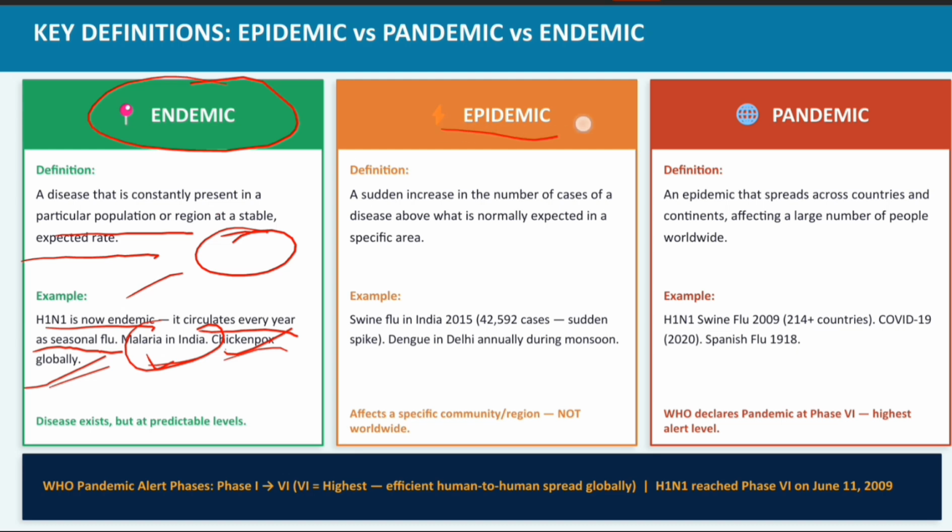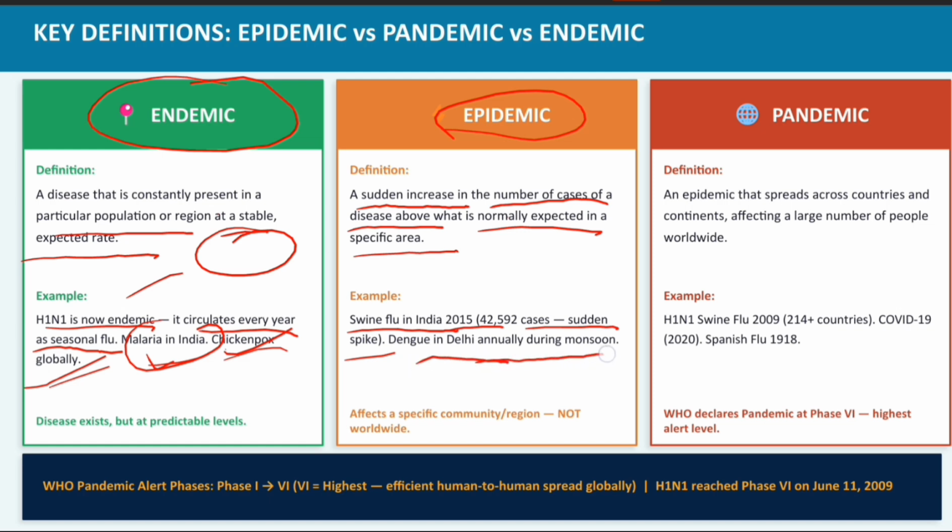The next one is epidemic. What is the meaning of epidemic? A sudden increase in the number of cases of a disease above what is normally expected in a specific area. In endemic we know the expected data, but here the number of cases suddenly increases beyond the normal expected data. Example, swine flu in 2015, when 42,592 cases were reported. It was a sudden spike, never expected, because the previous year was very low. Dengue in Delhi annually during the monsoon.